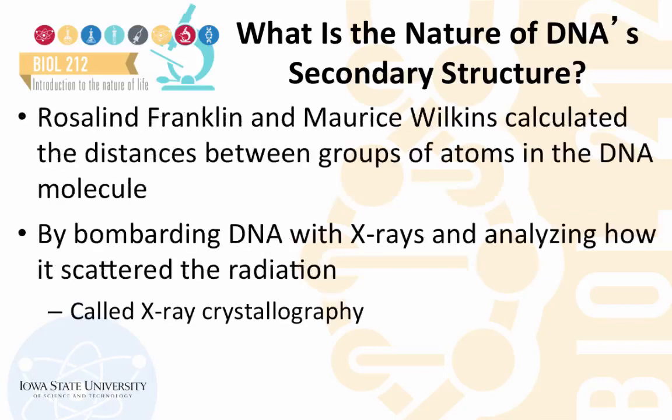Another pair of scientists, Rosalind Franklin and Maurice Wilkins, calculated the distances between groups of atoms in the DNA molecule. This established the width of the DNA, which was 2 nanometers, and the distance between two adjacent nitrogenous bases stacked one on top of the other, which was found to be 0.34 nanometers. They obtained this information by bombarding DNA with X-rays and analyzing how it scattered the radiation. This technique is called X-ray crystallography.